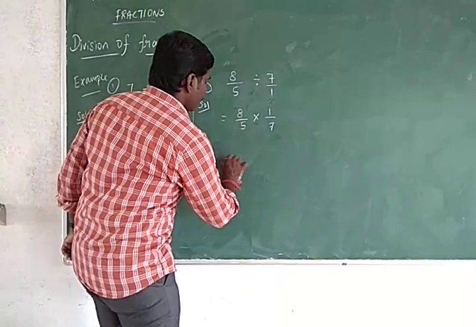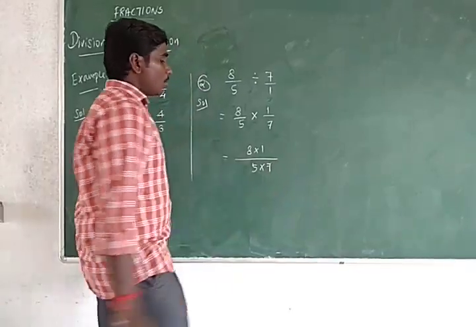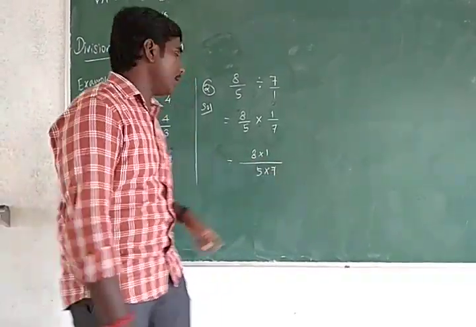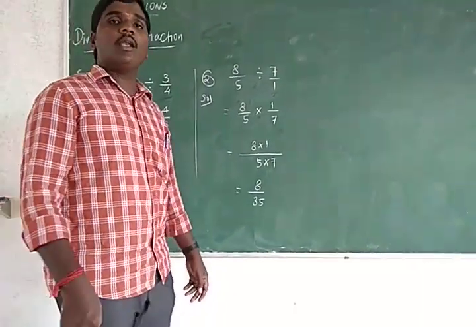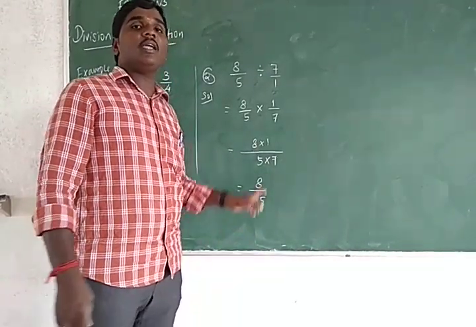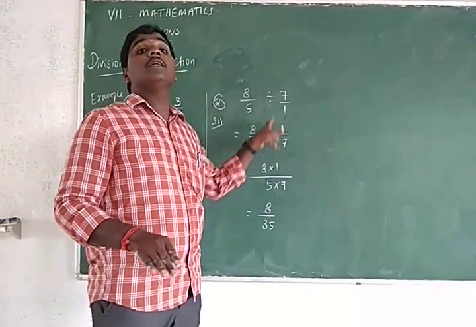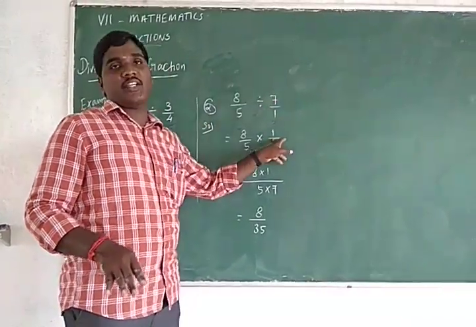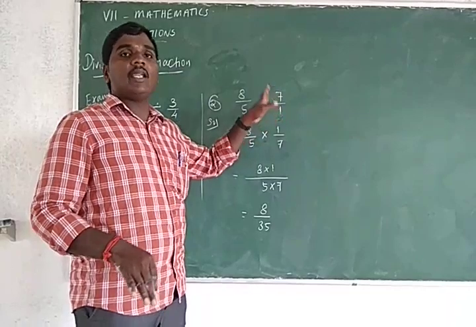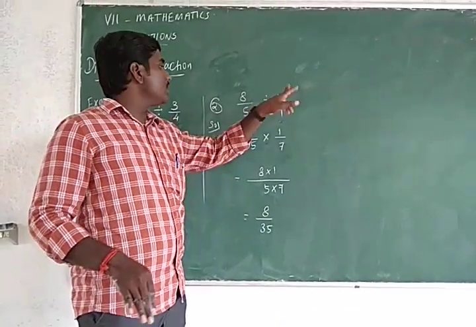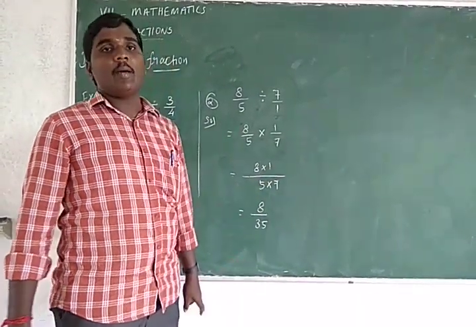Now, product of numerators divided by product of denominators. So 8 divided by 35. 8 into 1, 8. 5 into 7, 35. Are you clear? Very simple. Multiply with the reciprocal of the second fraction, the divisor. Next, the product rule: product of numerators divided by product of denominators.